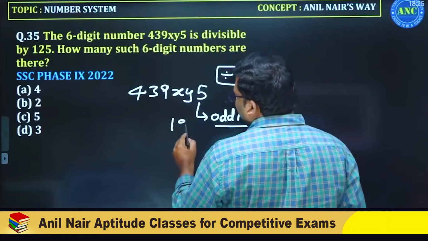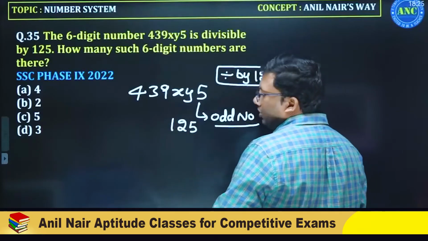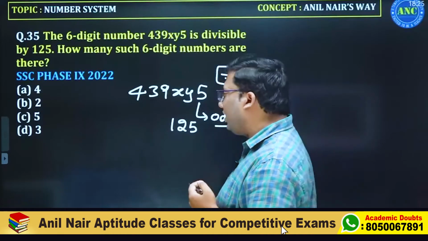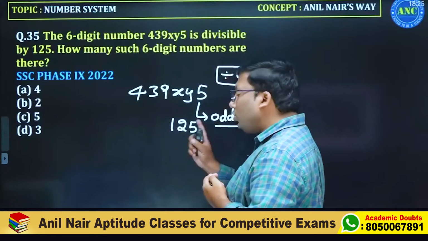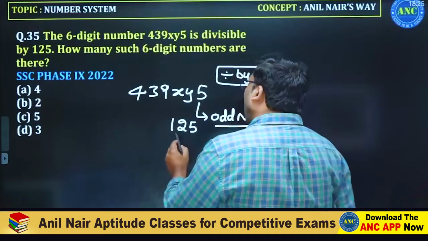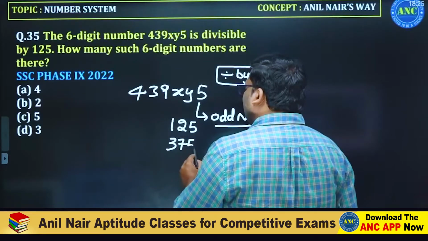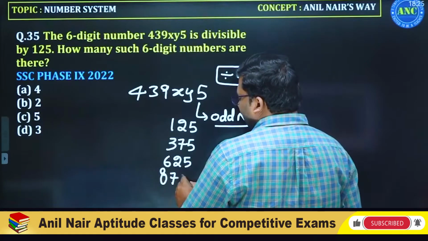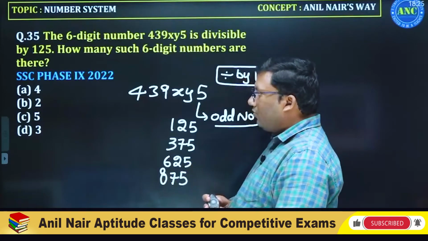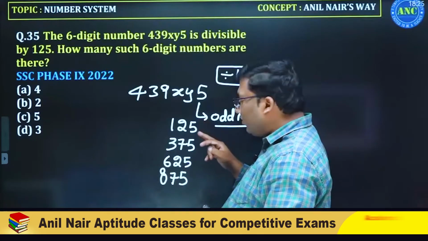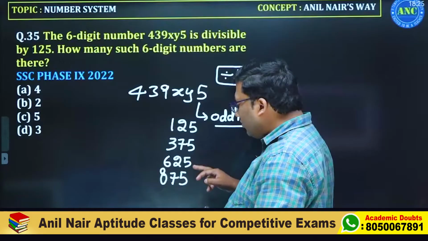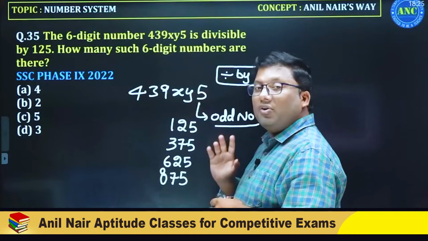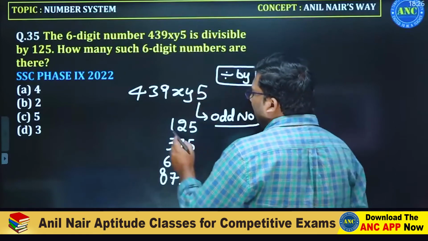That means how many values can I take? Here it is 125. 250 I cannot take. What are 125 multiples? 125 ones are 125. 125 twos are 250. 250 will make the number an even number. Odd multiples we should take. 125 threes, 125 fives, 125 sevens, 125 nines will exceed that. I require only a 3-digit number. That means totally how many numbers are there?